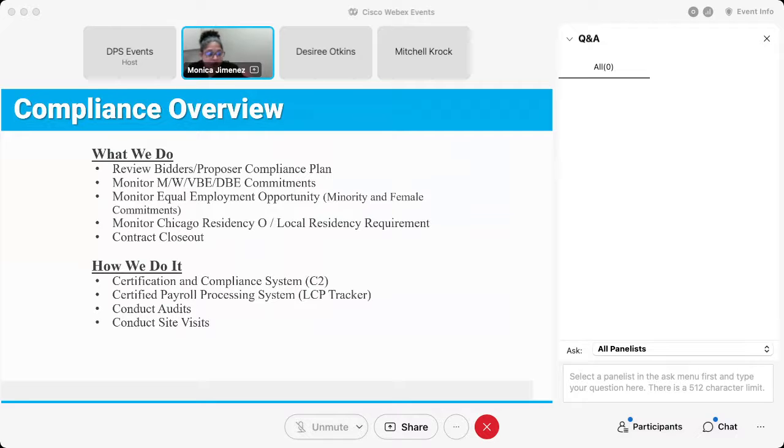So how's that done? They use two systems. The unit uses the certification and compliance system called C2, as well as the certified payroll processing system, which we call LCP Tracker. Interim audits are conducted as it relates to whether a prime contractor is meeting their MBE/WBE goals, as well as on these certified payrolls. And for every construction project that is out there, site visits are conducted.